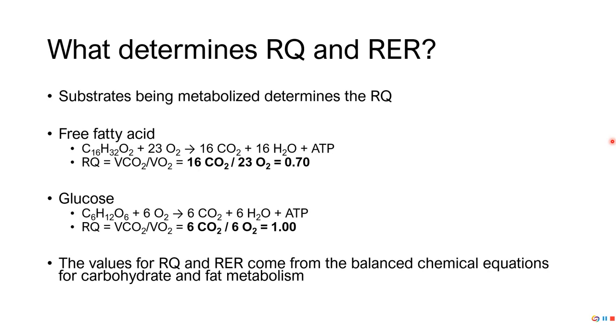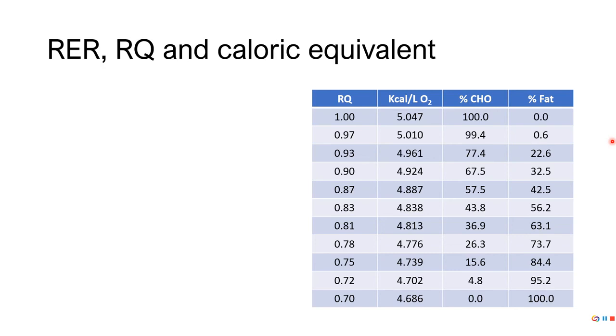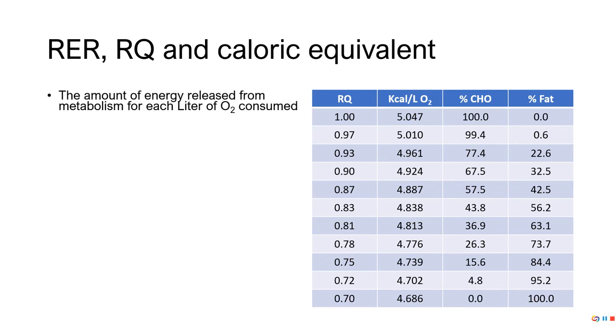Now, in order to do this, we have to have this big old complicated table. It's actually not that complicated, but we'll need to use this to estimate how many calories we're using. So we can do this based on the amount of oxygen that we're consuming. And notice that for every RQ or RER, we have a different amount of oxygen that we're using.